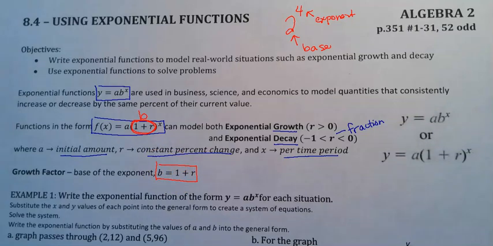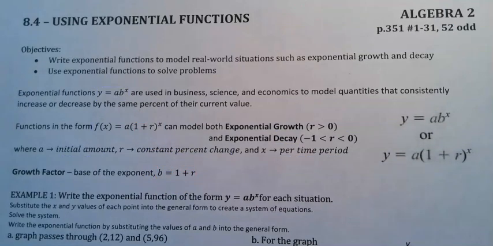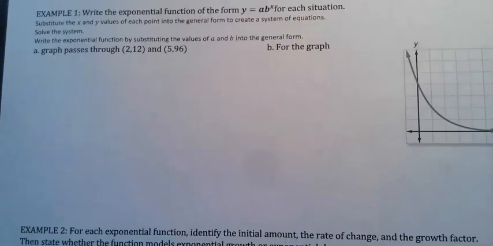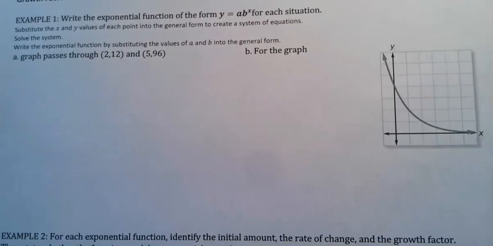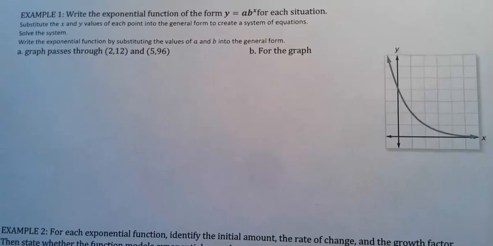Let's start with examples then. Example 1 says to write the exponential function of the form y equals a b to the power of x for each situation. Notice we've got a few notes there. We're going to substitute the x and y values of each point into the general form to create a system of equations. Then we're going to solve the system and write the exponential function by substituting the values of a and b into the general form.